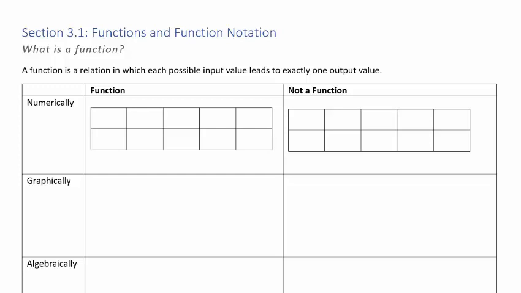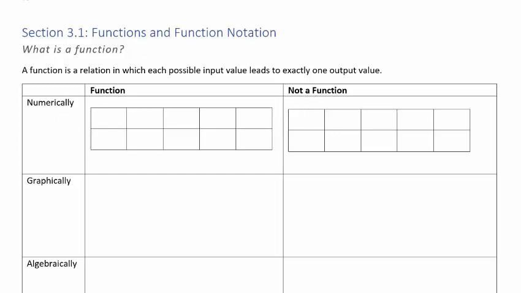So in the case of the amount of time studied and the grade that you would get on a test, the amount of time studied is the input. That's what typically comes first. And the grade would be the output. And often these are called independent versus dependent variables. Okay, so we're going to take a look at what a function and what a non-function is using different methods.